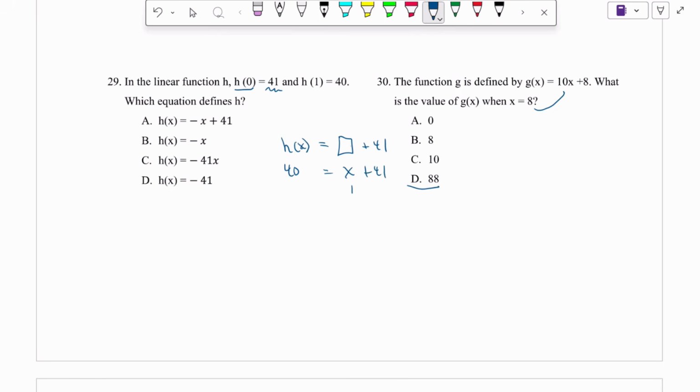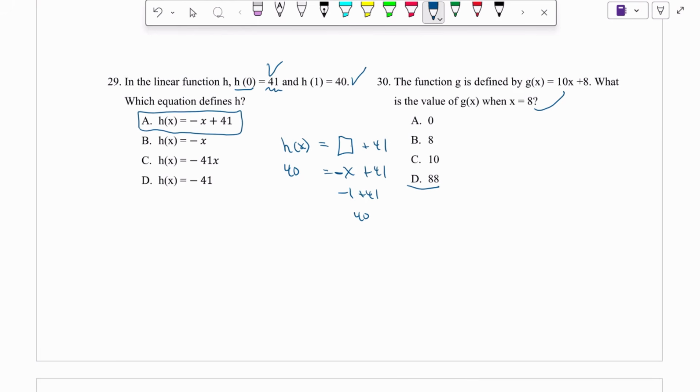And well, if I plug in the number 1, 1 plus 41 gives me 42. That doesn't work. I needed to go down. So if I needed to go down, I'm going to throw a negative in front. So if I plug in 1 now, I get negative 1 plus 41. That gives me 40. It works here. Answer choice A, negative x plus 41.